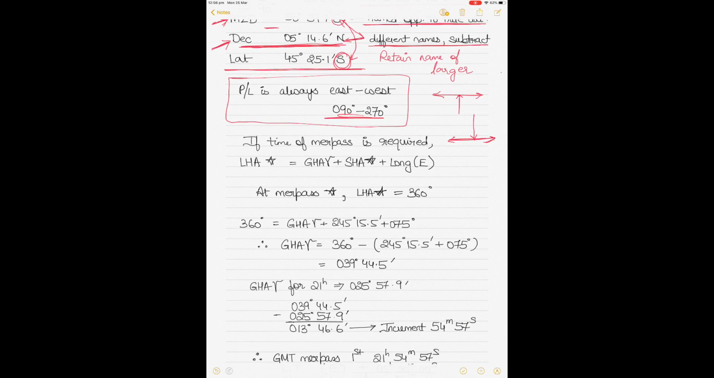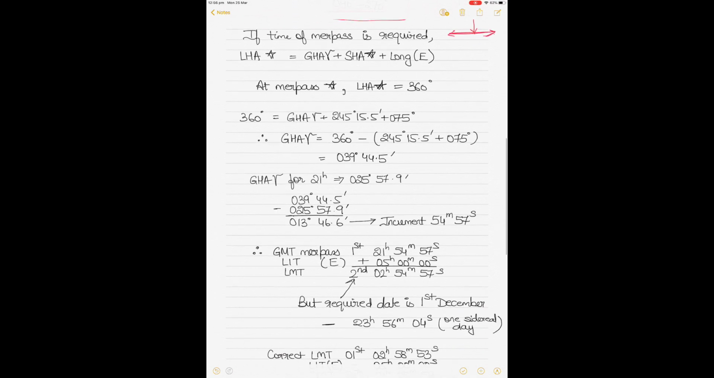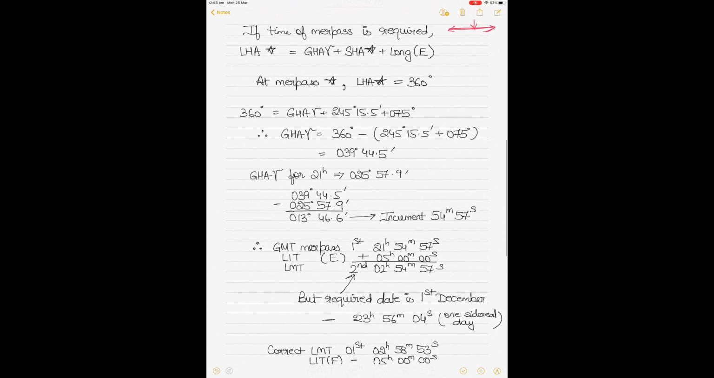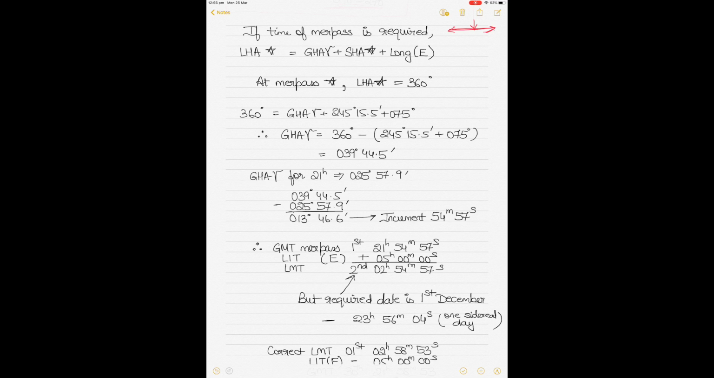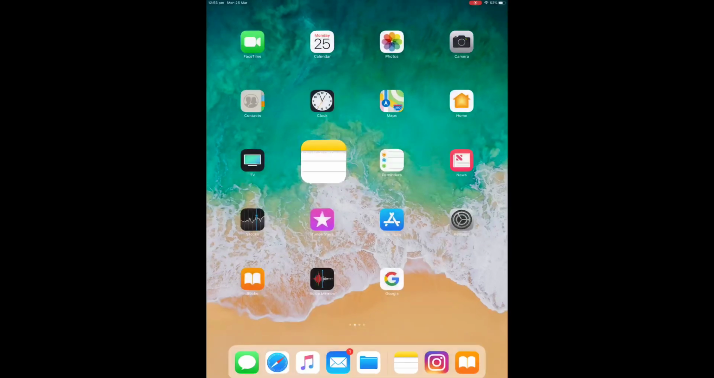The tricky part here is if you are required to calculate the time of the Meridian Passage. Now remember, in the case of sun, if you have seen the video, and if you have not, then please watch the video, you will see that with sun's case, the Meridian Passage time, or the LMT, the local mean time of the Meridian Passage, is actually given to us in the almanac. I can show that to you.